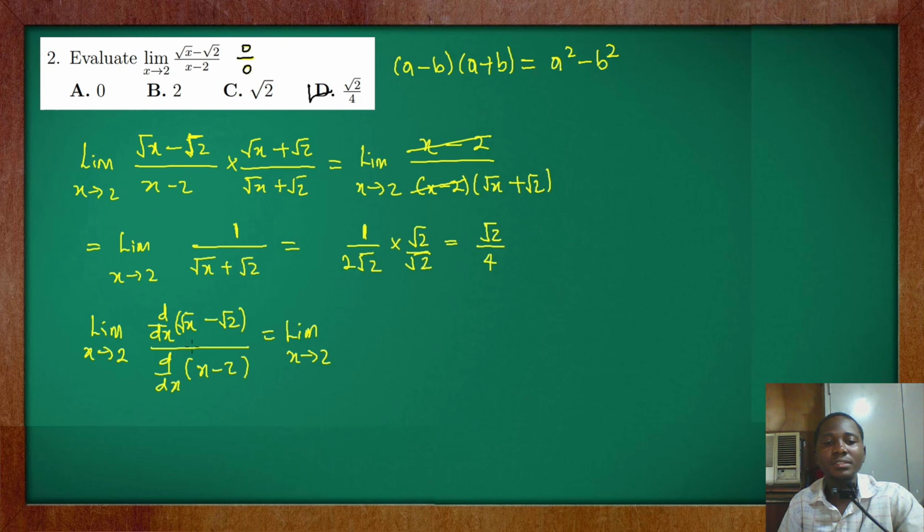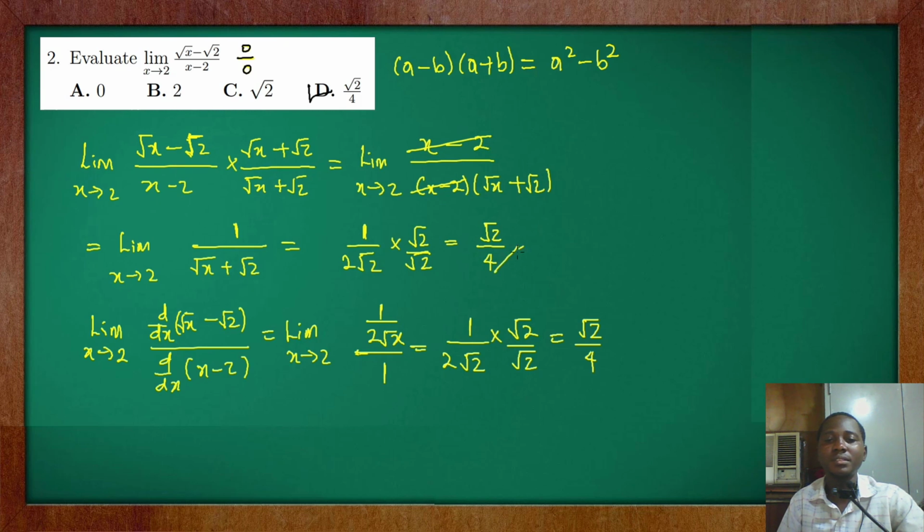Now if you differentiate square root of x, you are going to have 1 over 2 root x. If you differentiate minus square root of 2, you are going to have 0. So we have that. Then at the denominator, if you differentiate x, you are going to have 1. So if I substitute 2 directly now, what am I going to have? I'm going to have 1 over 2 root 2. And if I rationalize the denominator, I'm going to have root 2 over 4.